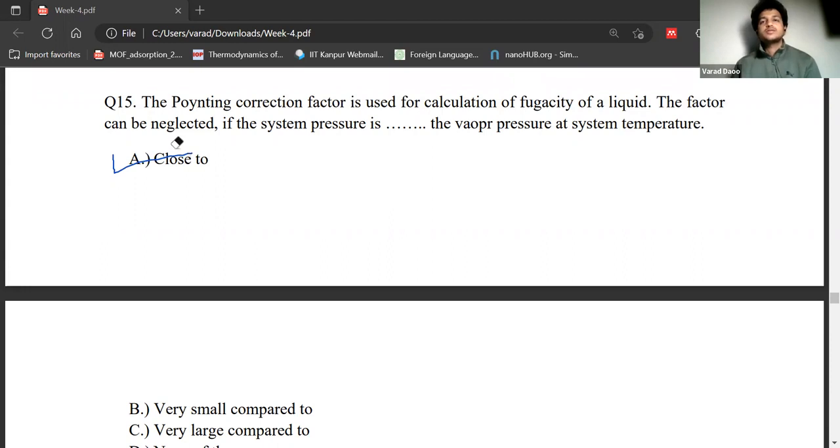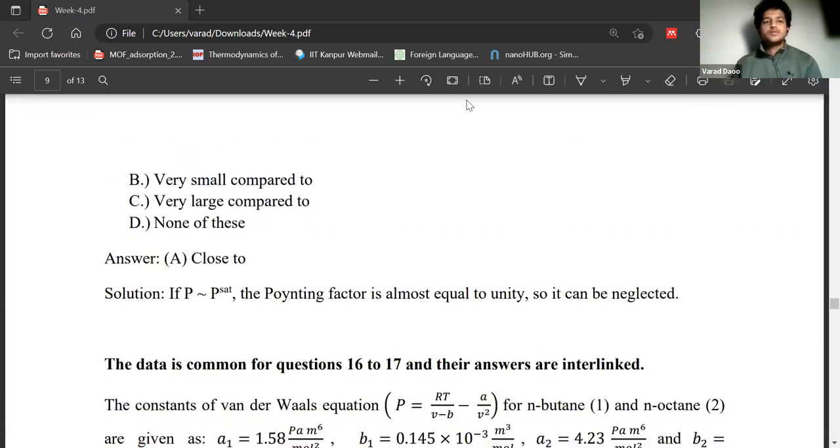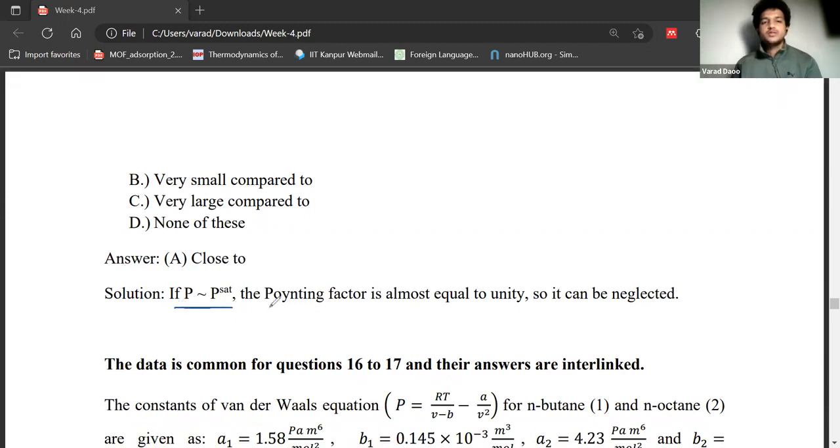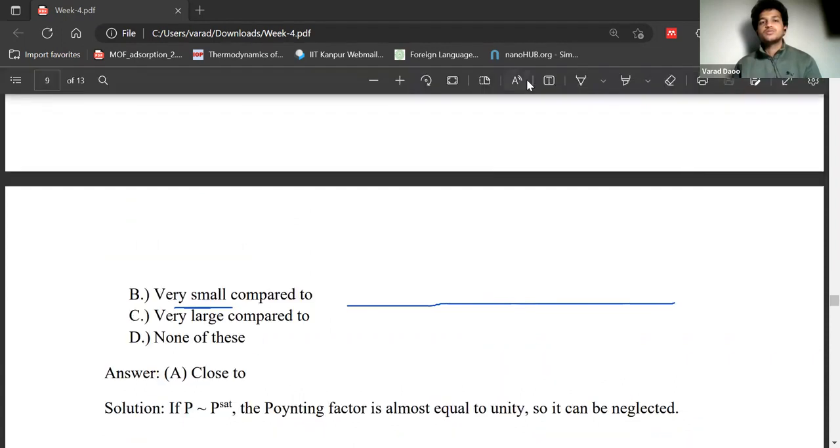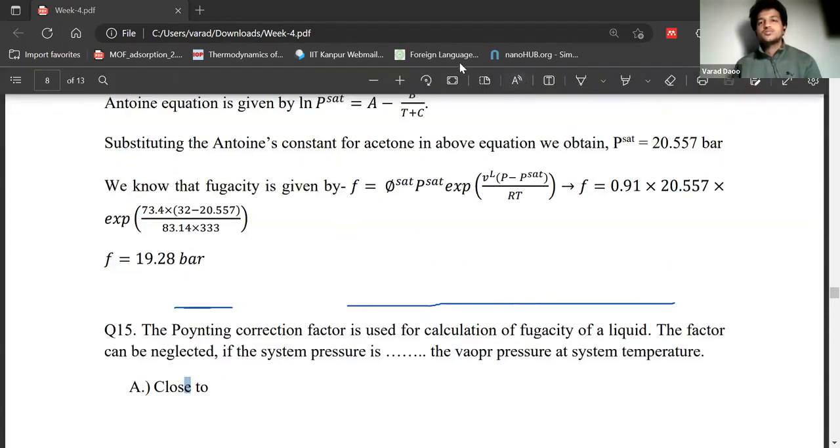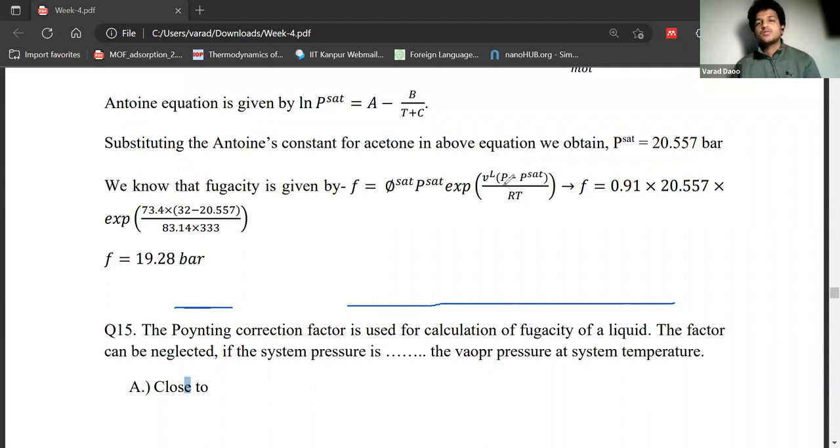The answer is very clear, right? So the answer is, if P is equal to P sat, the Poynting correction factor is almost equal to unity. You can look at it from here also, right? If we just put P almost equal to P sat, what will be the exponential of 0, e to the power 0? It is nothing but 1. This is the Poynting correction factor, right? It will come to 1.